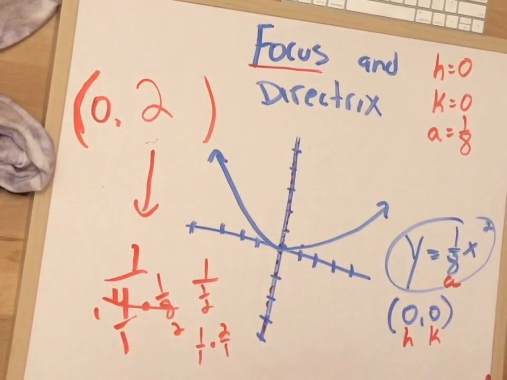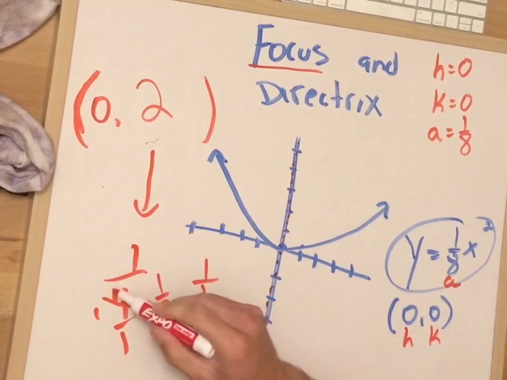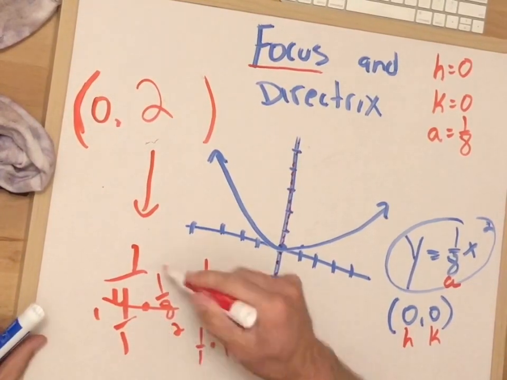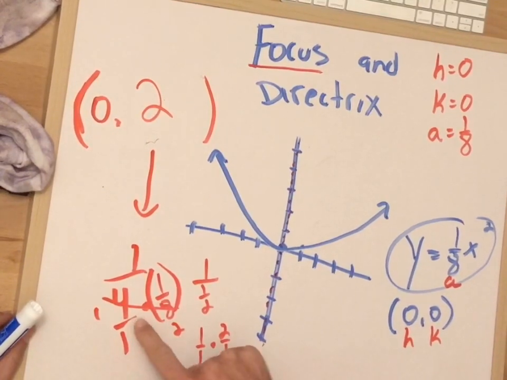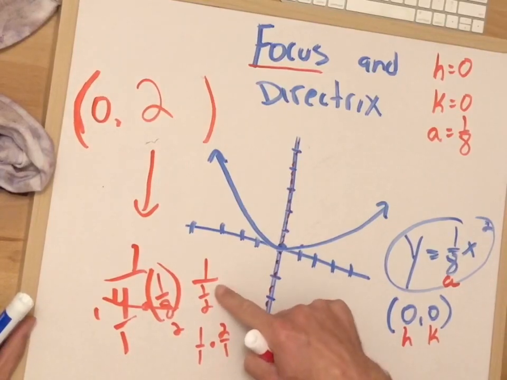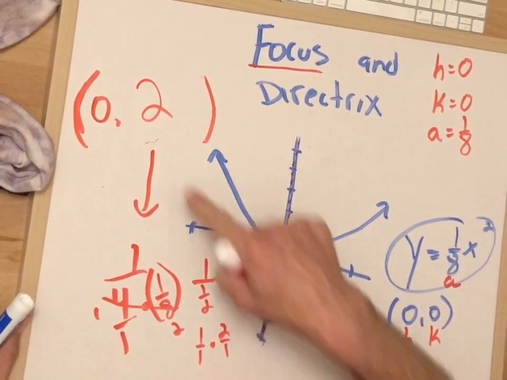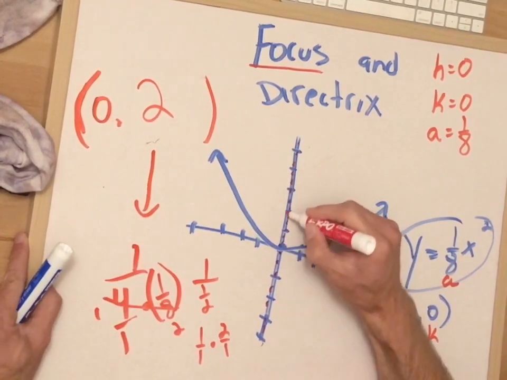This is my focus. If I went a little fast for you, what I did is I went 1 over 4 times a. My a is 1/8. So I knew I was going to multiply fractions, so I just changed the 4 to a 4 over 1. 4 over 1 times 1 over 8. Cross multiplied to get 1 over 1/2. 1 divided by 1/2 is 2. This is my focus point. (0, 2), right up here.